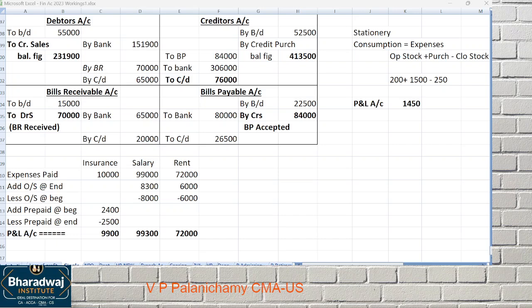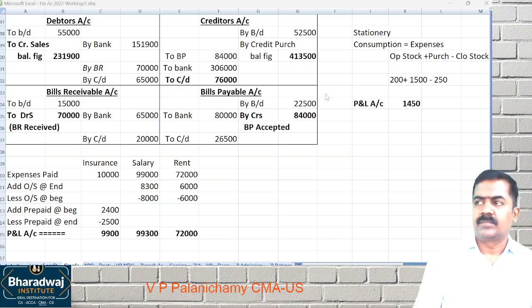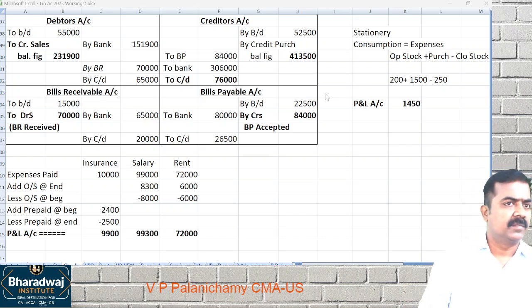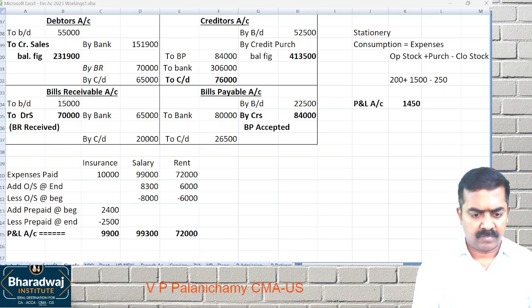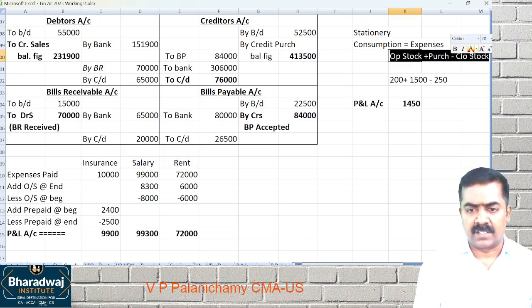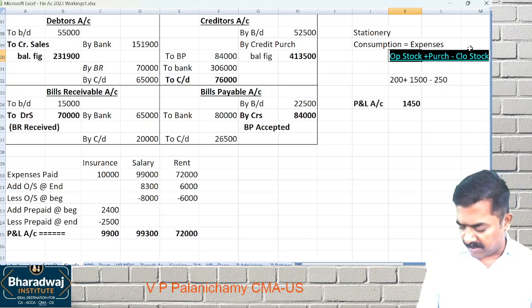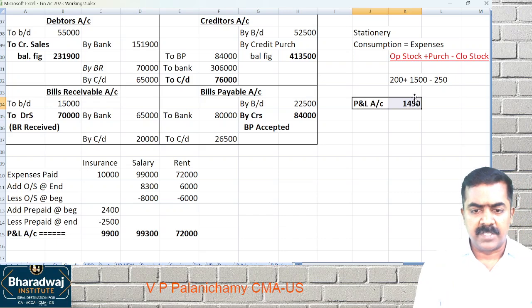இது காப்பி பண்ணிட்டீங்களா? See, stationery வந்து purchase பண்ண expense கிடையாது. இங்க opening stock, closing stock இருக்கிறதுனால whatever is consumed becomes which one? Expense. Whatever is consumed becomes expense. That will be charged in P&L.